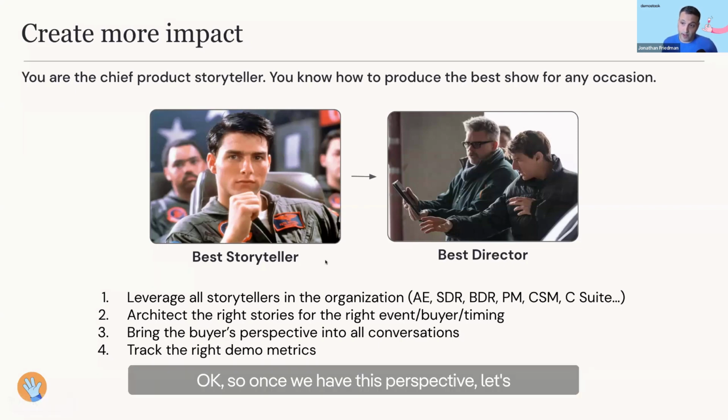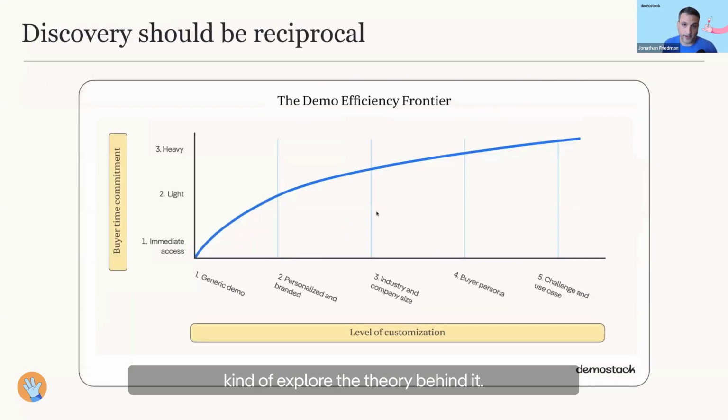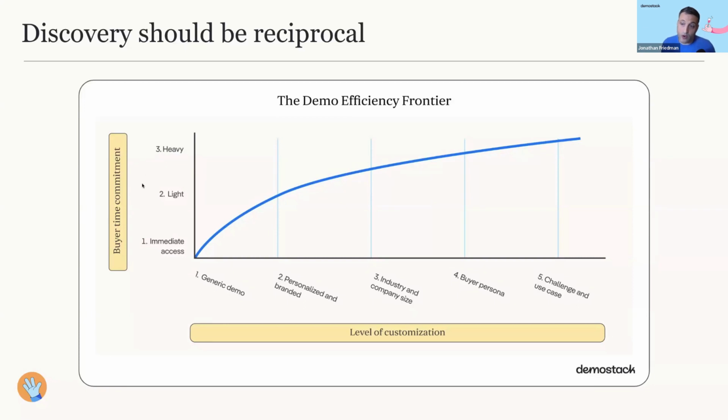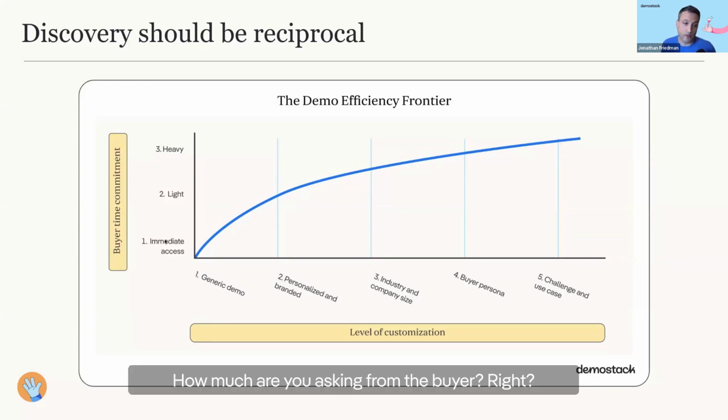Okay, so once we have this perspective, let's talk about the demo maturity model itself and explore the theory behind it. So we have a graph here. There's only one graph, don't worry, but this summarizes it all. On the y-axis, we have the buyer time commitment. How deep or how much are you asking from the buyer? And there's essentially three steps.